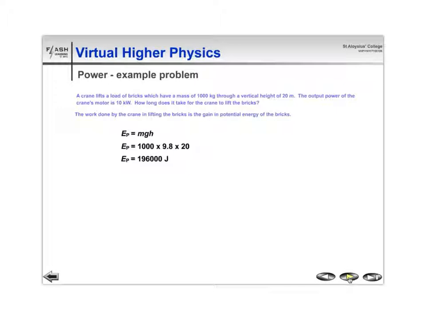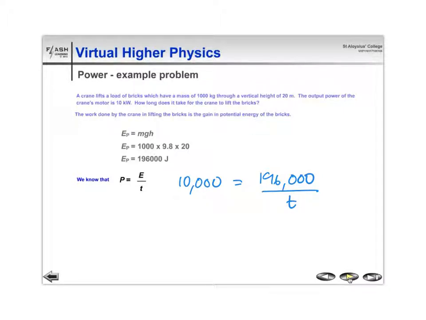And so we can calculate that using the EP equals mgh formula, and then substitute that into the P equals E over T formula. So now we can do our substitution: the power is 10 kilowatts, so that's 10,000, equals the energy, which is 196,000, divided by the time.